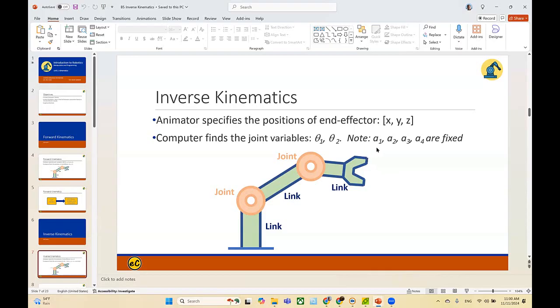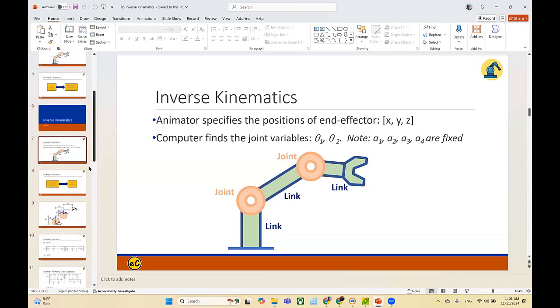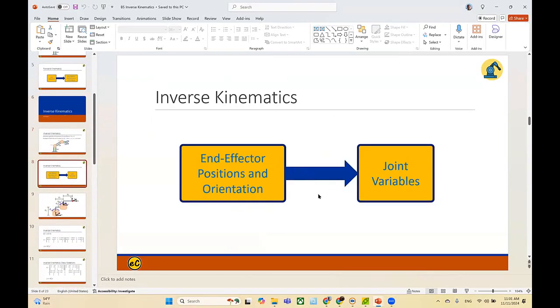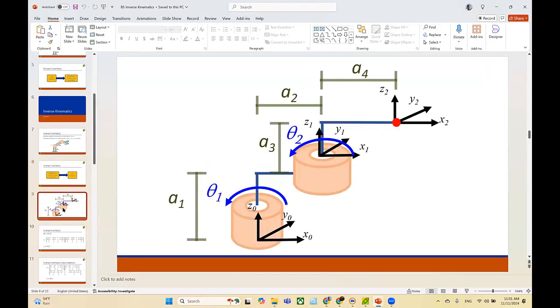Then I have fixed numbers for A1, A2, A3, A4, because that's the robot arm length, so that's fixed. But what should theta 1, theta 2 be? So you need to solve the equations. That's called inverse kinematic. From your end effector position and orientation, you work backward to calculate your joint variables, to figure out how much theta 1 or theta 2 should be.